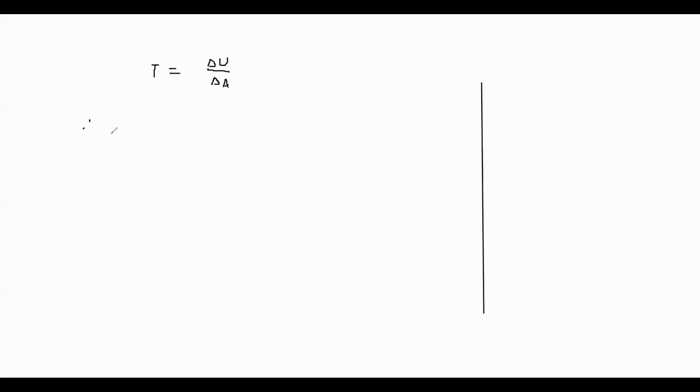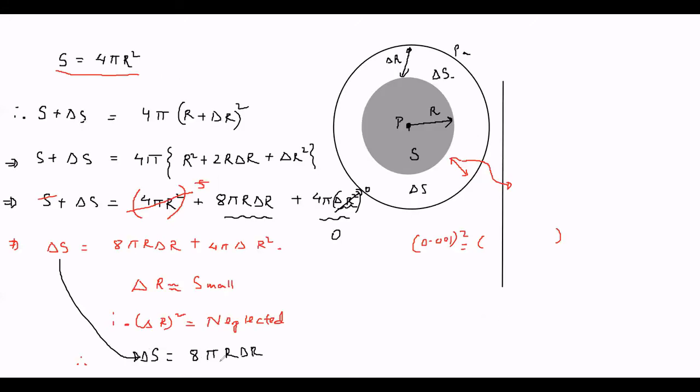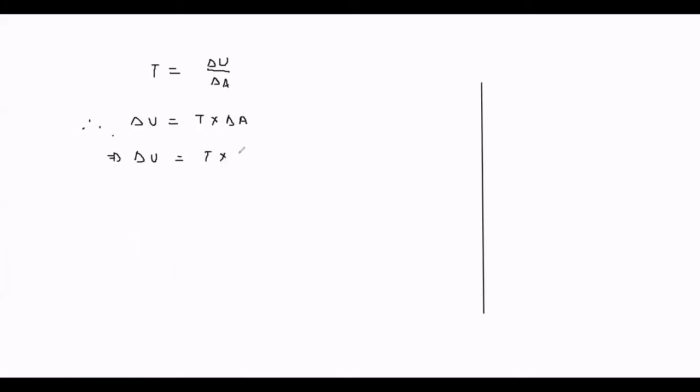Therefore, from this formula, I can write delta U equal to T into delta A. This implies that delta U equal to T into delta A, and delta A we just calculated, that is the change in surface area, 8 pi r delta r. So I can write 8 pi r delta r. So basically this is the change in potential energy, right?